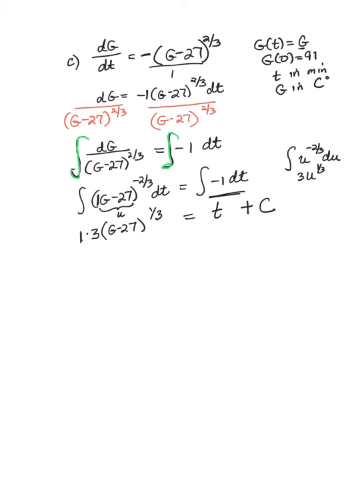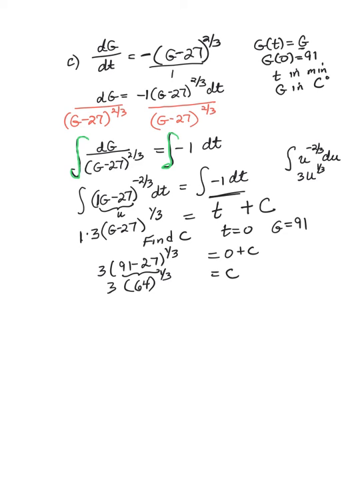Okay, now we'll find c. And to find c, we have to substitute. When t is 0, g is 91. So let's substitute. We get 3 times 91 minus 27 to the 1/3 equals 0 plus c. And this comes out to be 64 to the 1/3 times 3 equals c. The cube root of 64 is 4, so c is 12. So our function now becomes 3 times g minus 27 to the 1/3 equals t plus 12.